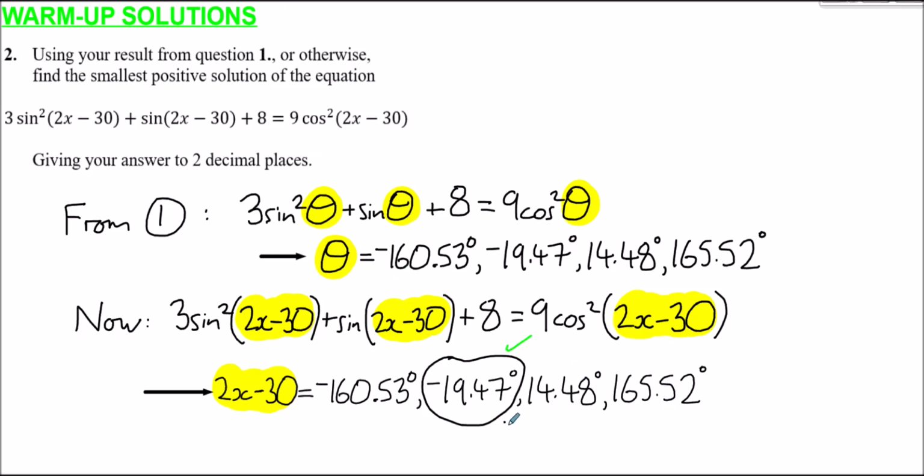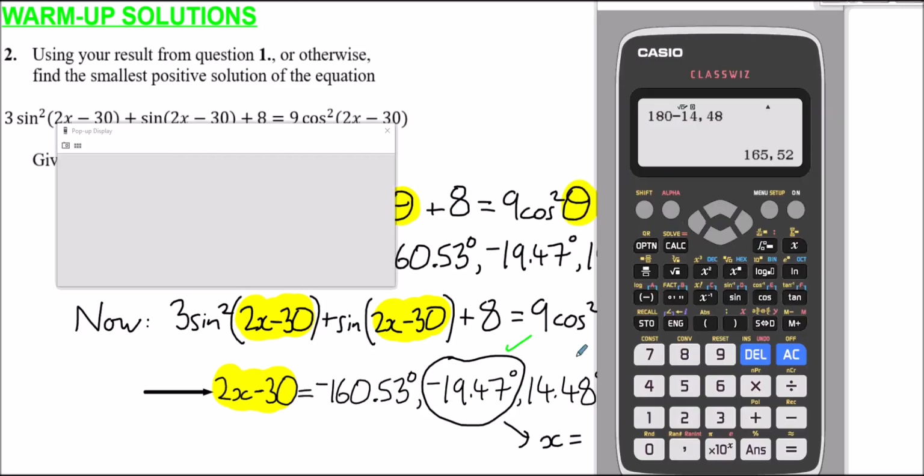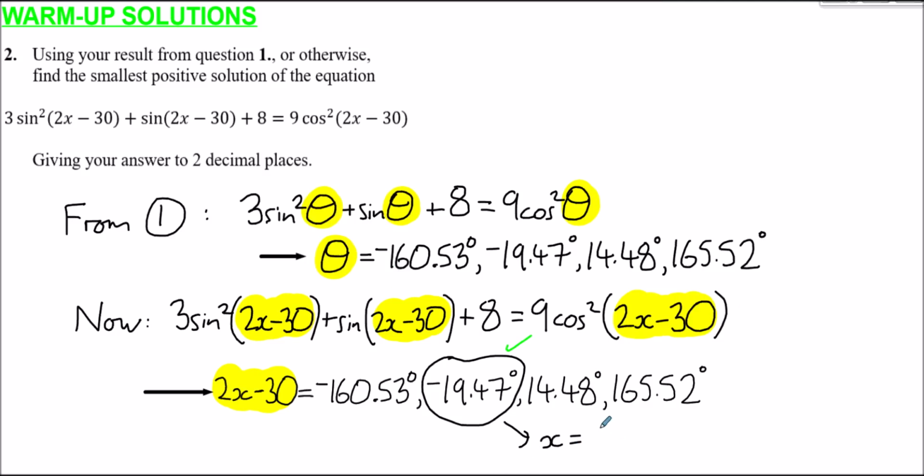And so if we take this one here, add 30 to it, and then divide by 2, what we should get is minus 19.47, add 30 to it, like so, and divide by 2, yes, we get 5.27. To 3 significant figures, or 2 decimal places, which is what it's asking for. So that's the smallest x that satisfies that equation.